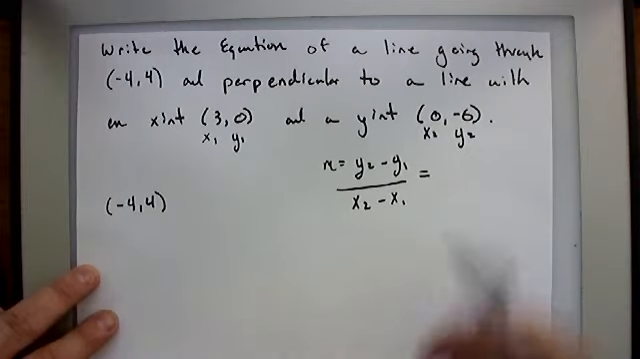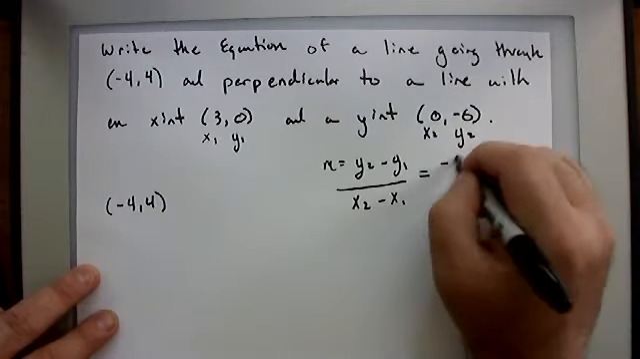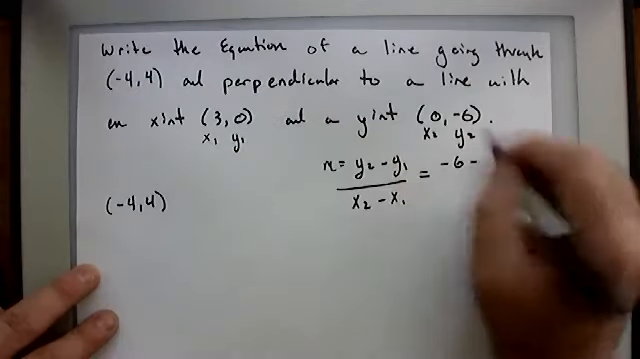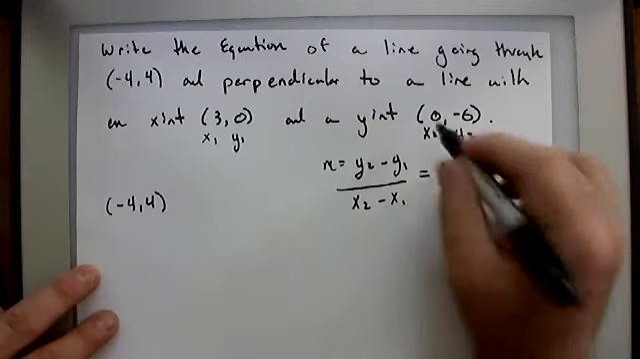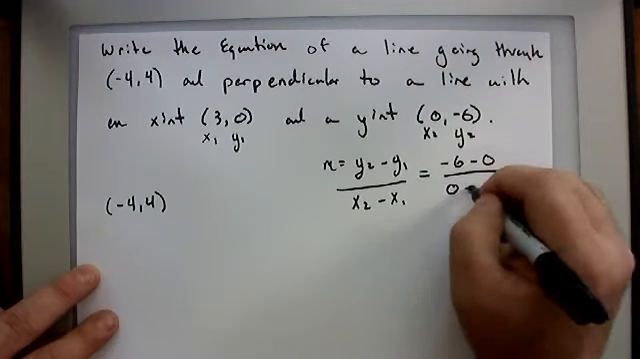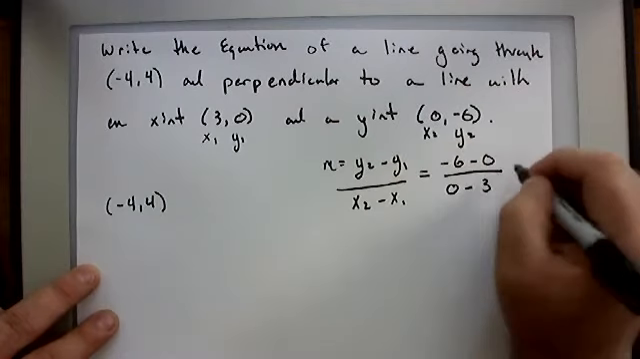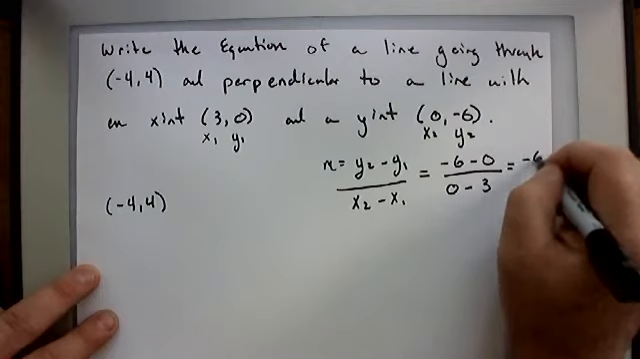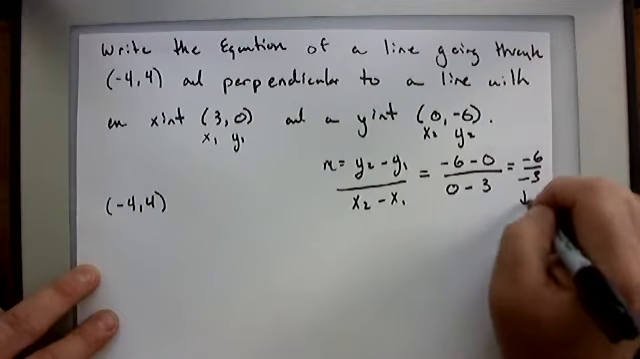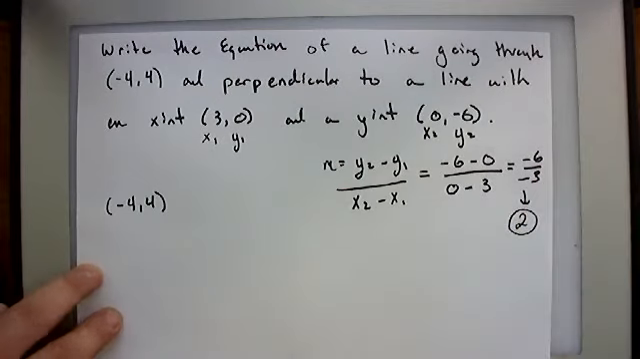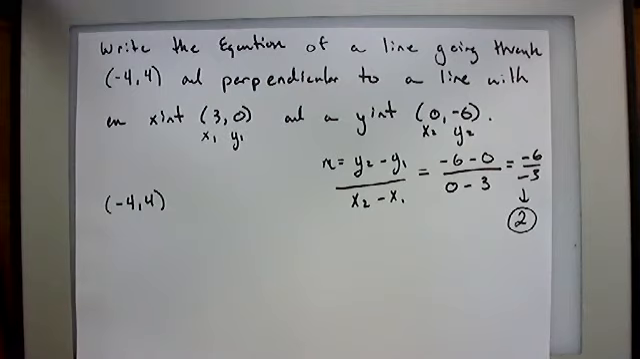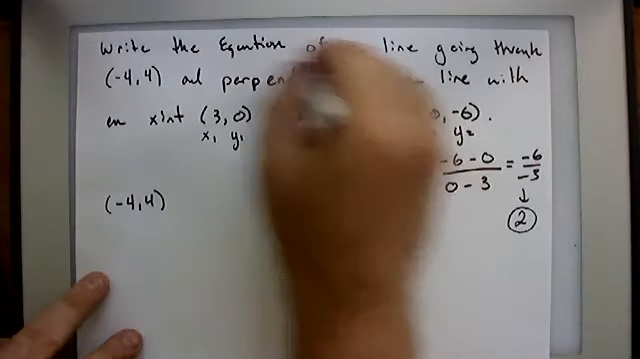Just don't forget that. So y2, which is -6, minus y1, which is 0, over x2, which is 0, minus x1, which is 3. That gives us -6 over -3, which is just 2. So their slope was 2, okay? Well, that's great, that's their slope, so now what? We needed our slope. Well, that's the perpendicular bit, right?